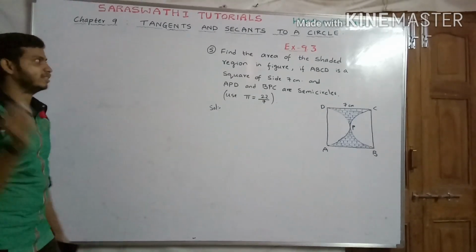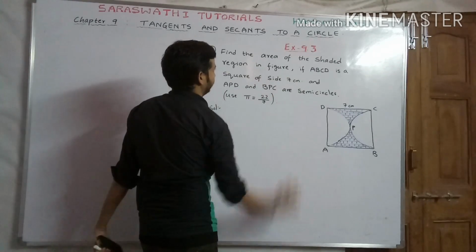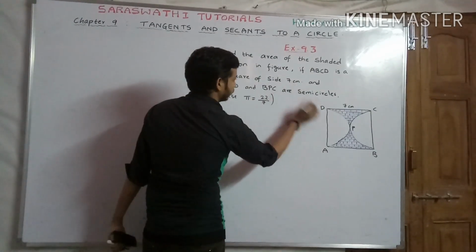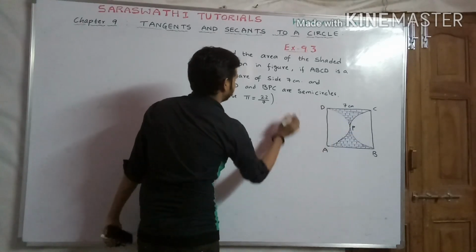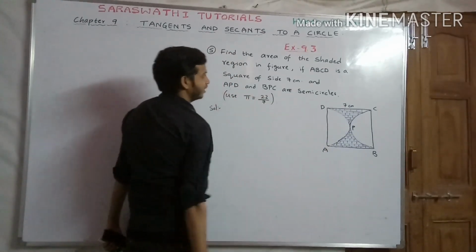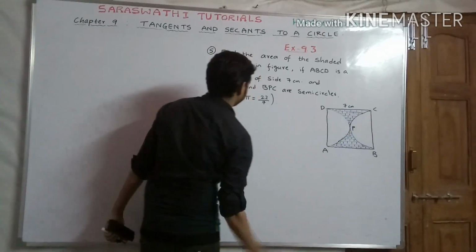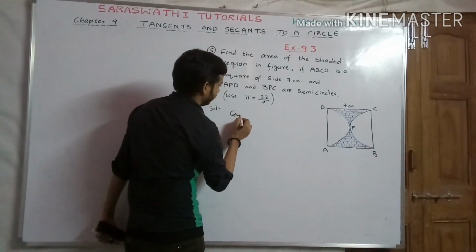So the next question is, find the area of the shaded region in the figure, if ABCD is a square of side 7 centimeters. Given that ABCD is a square of side 7 centimeters and APD and BPC are semicircles. So first, write the given data.